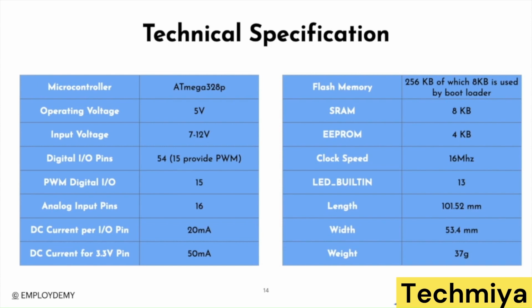Also, this has an inbuilt LED at pin 13. The length, as you can see, is 10.15 centimeter, the width is 5.3 centimeter, and it weighs around 37 gram, which is more than the Arduino Uno and Nano. So this is a relatively bigger board compared to the other two.